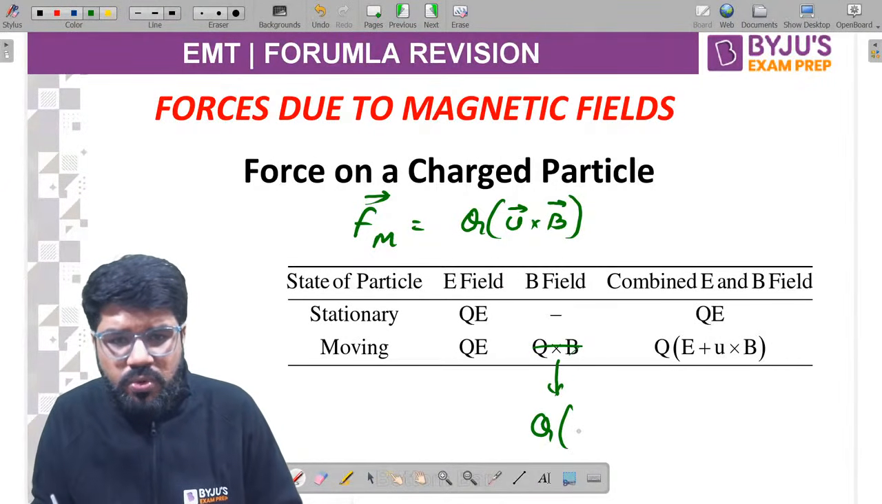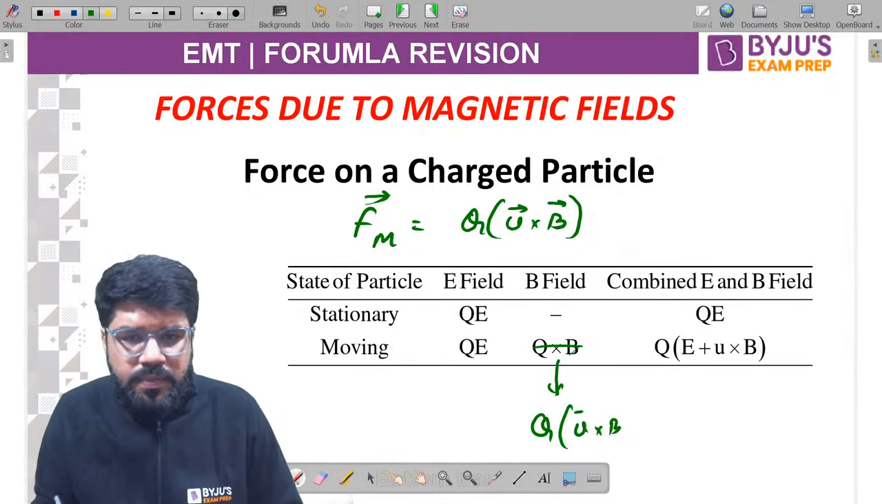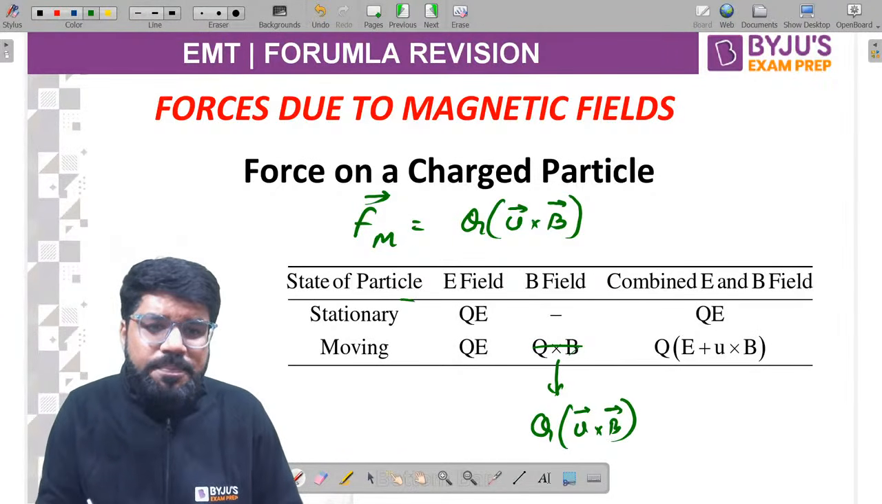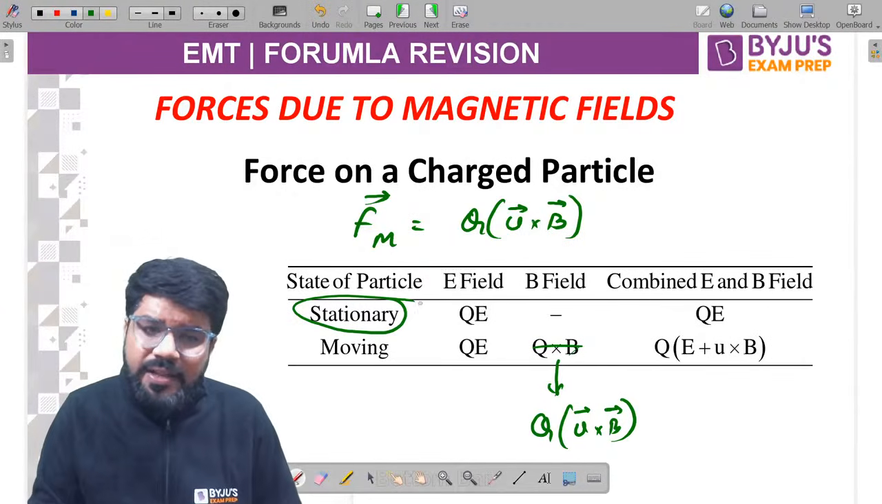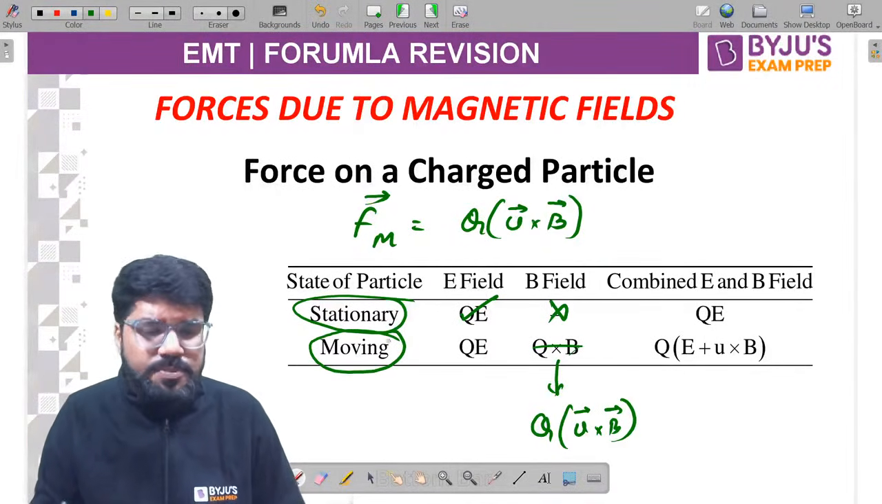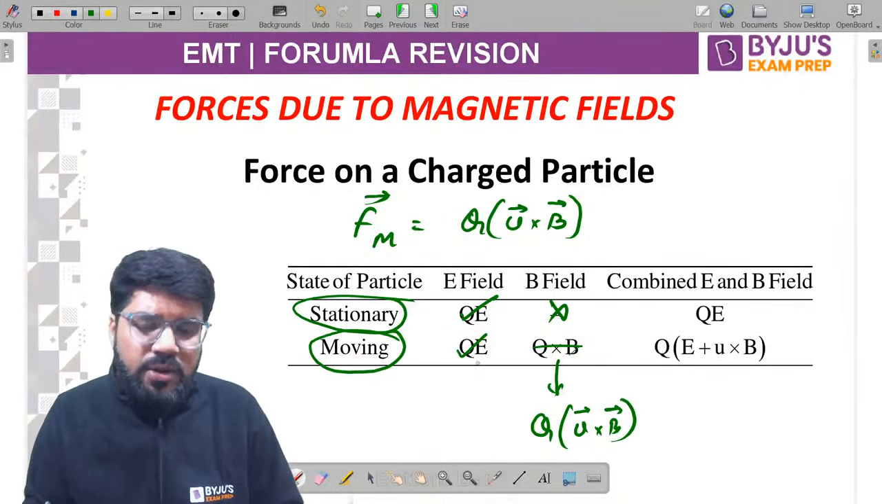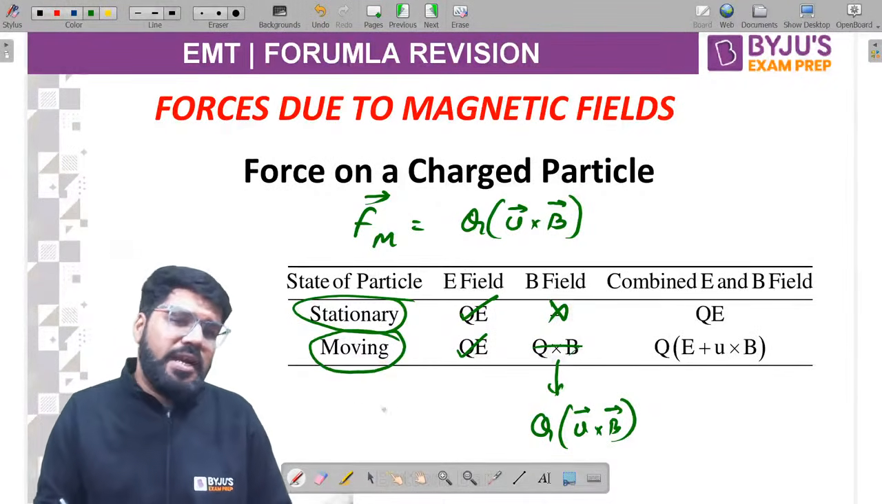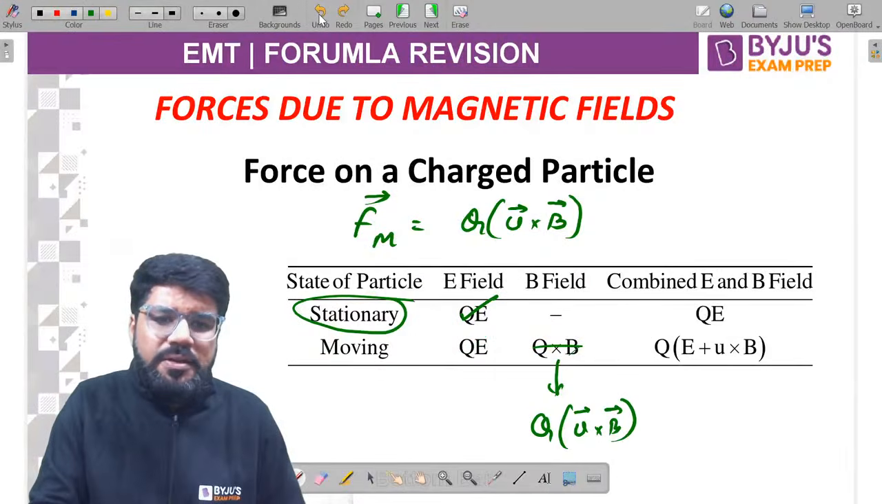It is given by Q into U cross B, right? So if it is a stationary particle, it can experience force only under the presence of an electric field, not in the presence of a magnetic field. But if it is a moving charged particle, it will experience, of course, the electrostatic force and also the magnetostatic force. Okay. So what is the total force then?